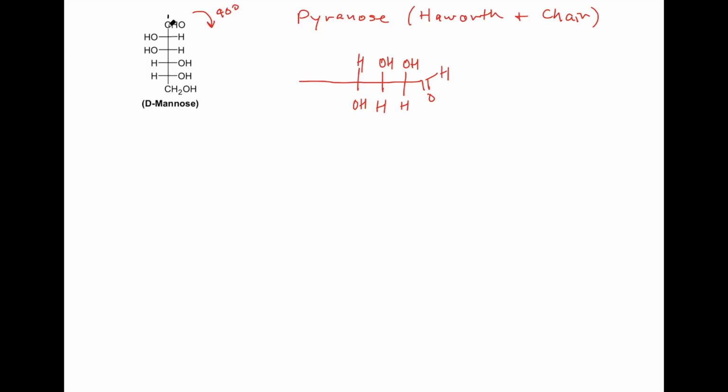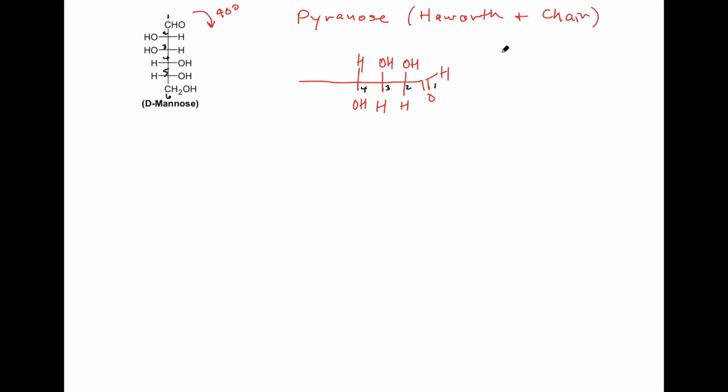So let's number these carbons. It starts from the aldehyde because this compound in the upright position has the aldehyde at the top and it has the primary alcohol at the bottom. So we have carbon number 1, carbon number 2, 3, 4, 5, carbon number 6. Okay? So if we number these carbons on this sideways kind of linear form, we have 1, 2, 3, 4.